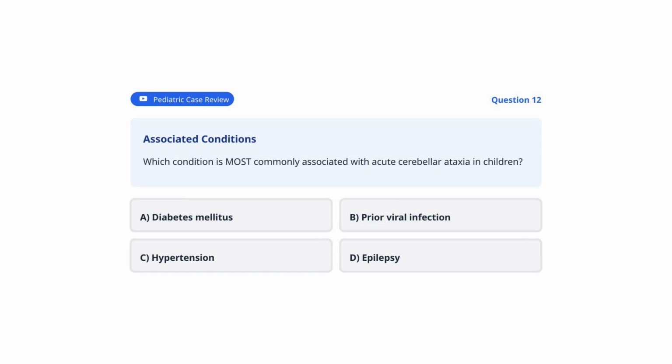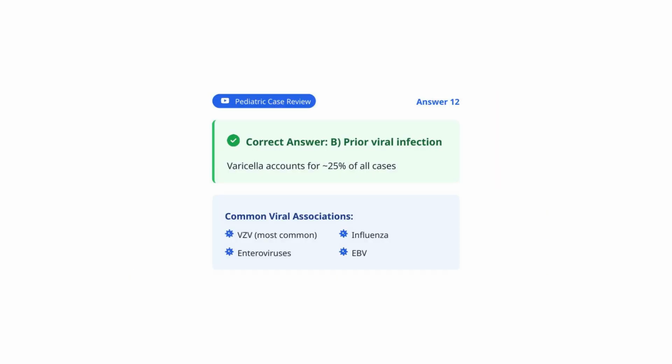Which condition is most commonly associated with acute cerebellar ataxia in children? Is it A. Diabetes mellitus, B. Prior viral infection, C. Hypertension, or D. Epilepsy? The correct answer is B.